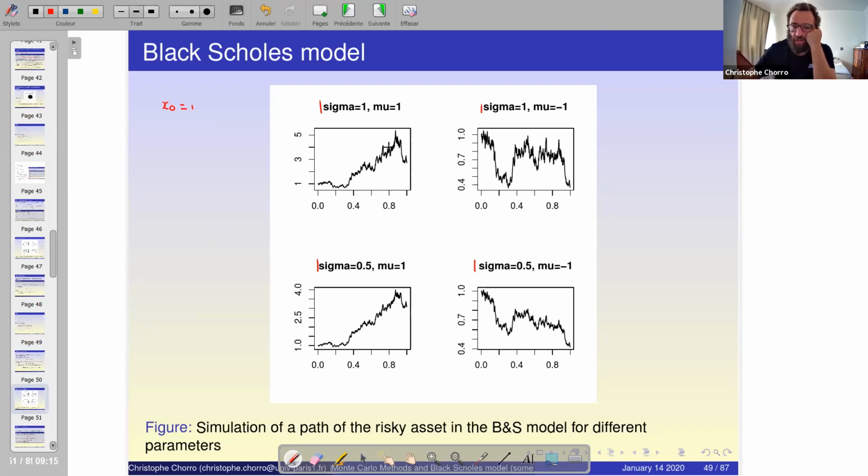And here I represent S_t for t belonging to [0,1], that is obtained from B_t, which is approximated as previously.